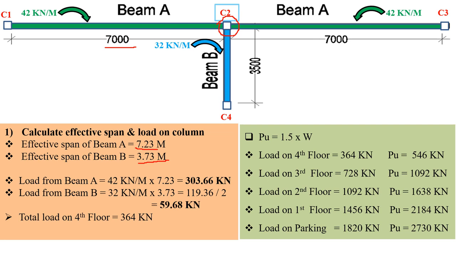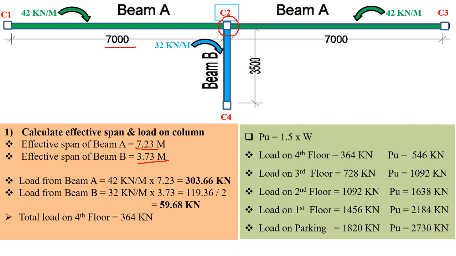Similarly, when I move to beam B, the complete load is distributed into C2 and C4. So the column which I am going to design, C2, is only going to take half of the load of beam B. So 32 kilonewton multiplied by 3.73, the effective span, gives 119.36. The column I am going to design is only going to bear half of that, not the complete 119.36 kilonewton. So I take half of that, which equals 59.68 kilonewton.